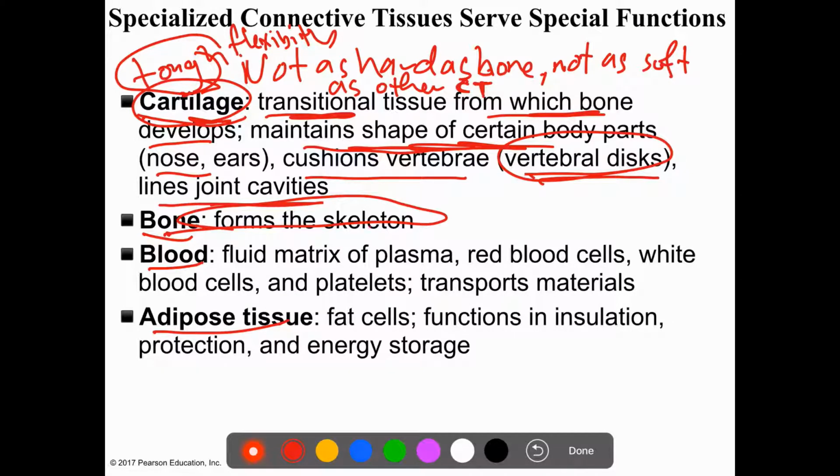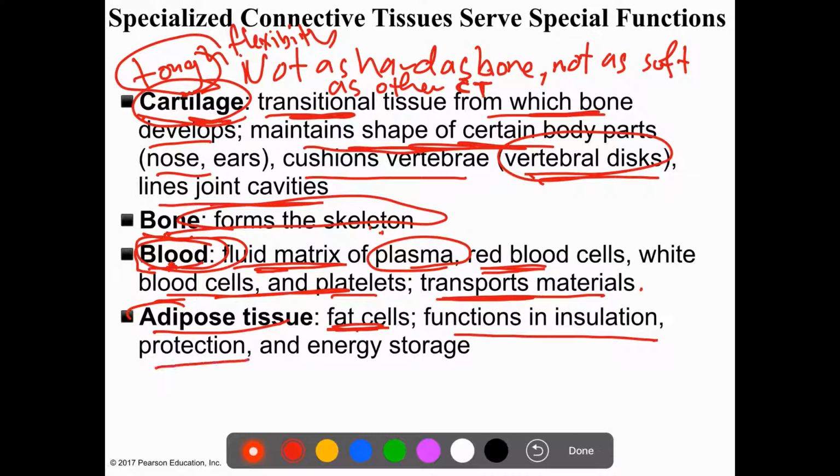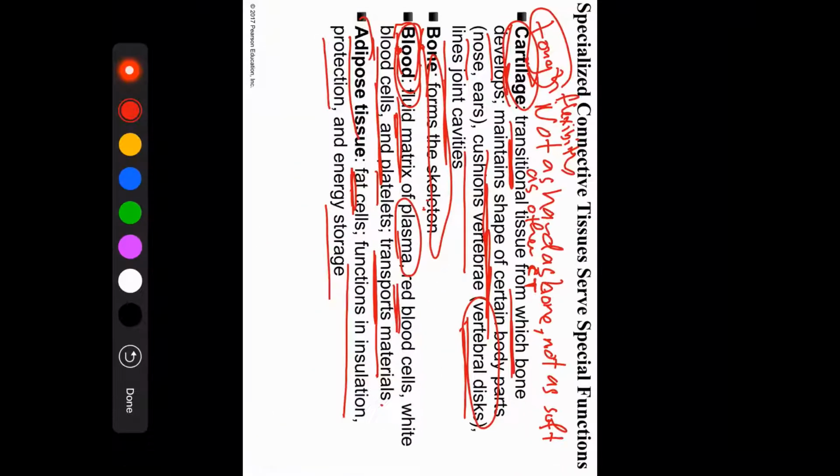Bones, they are forming the skeleton, and we are going to study them in a separate chapter. Blood, this is the fluid tissue. So blood by itself is a connective tissue, and its fluid matrix is the plasma. We have there the red blood cells, the white blood cells, the platelets. All of these are contributing to different functions, and in general, blood is responsible for transporting materials and also redistributing heat. And lastly, the adipose tissue, which is made out of fat cells, and they will function in insulation, protection, and energy storage. Sorry.